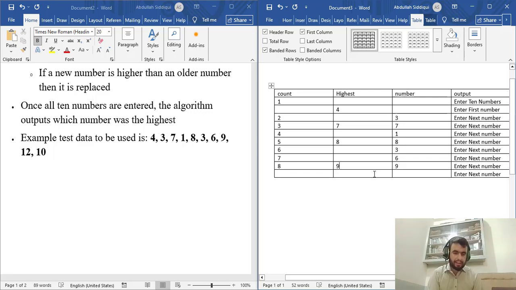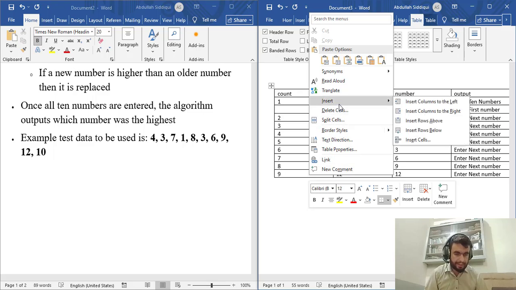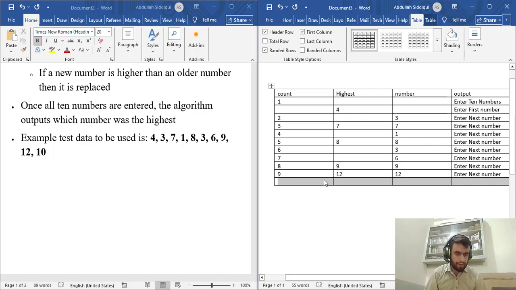Then what we have to do? Enter the next number. What was the number? Which was 12. So 12 is greater than 9, so we have to replace it with 12. And we have to insert a row below, and write enter the next number.